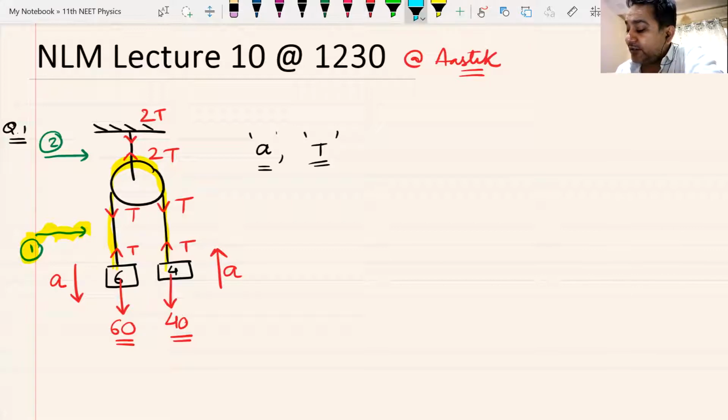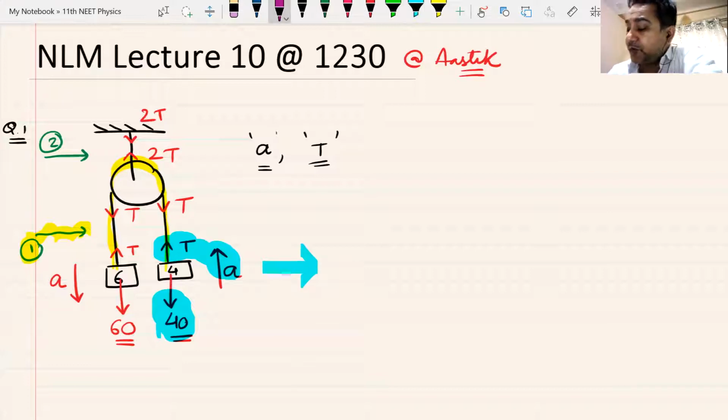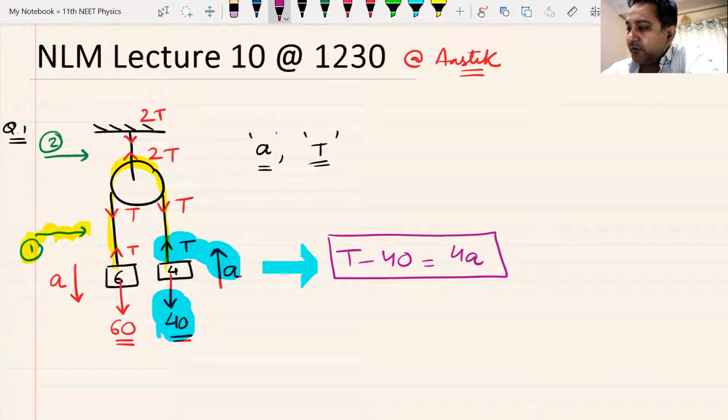So now let us write the equation for block number 1. Acceleration is upwards, T is upwards, 40 is downwards. What is the equation, Niharika? So it's T minus 40 equals 4a. Upward minus downward is equal to m into a, which is upwards. I will call it equation number 1.